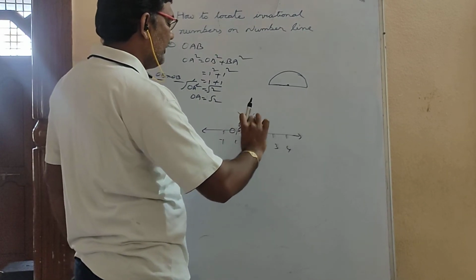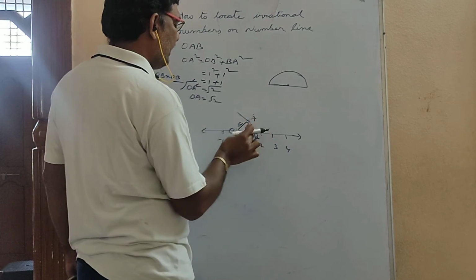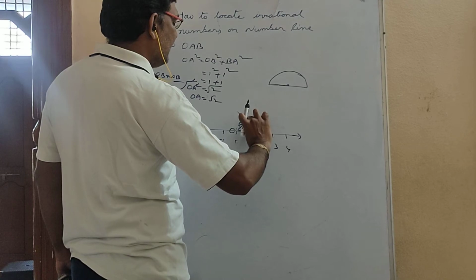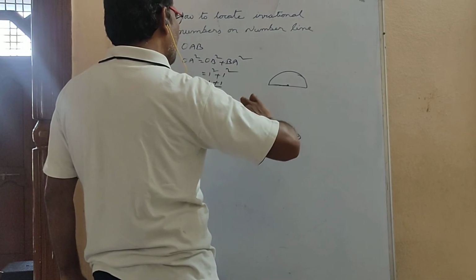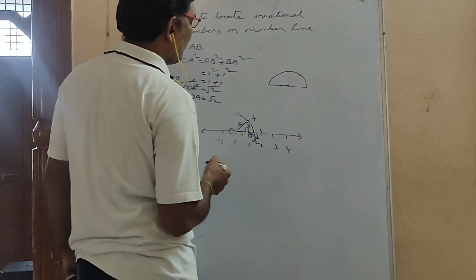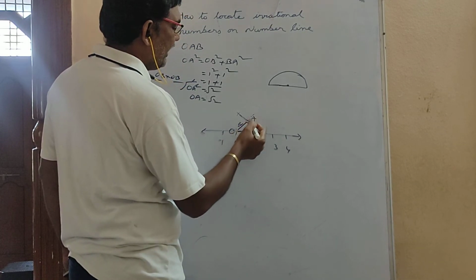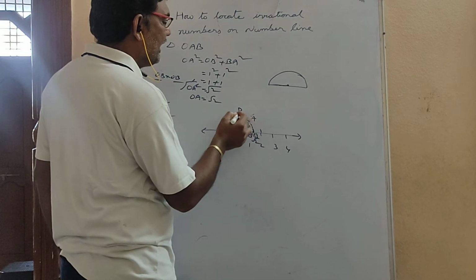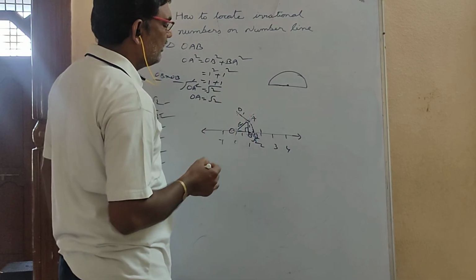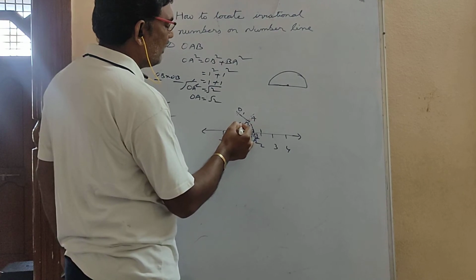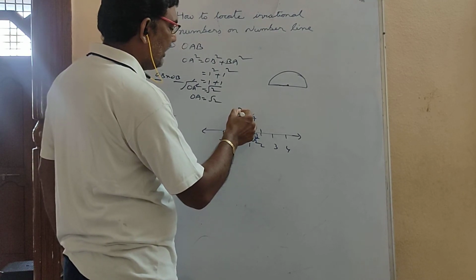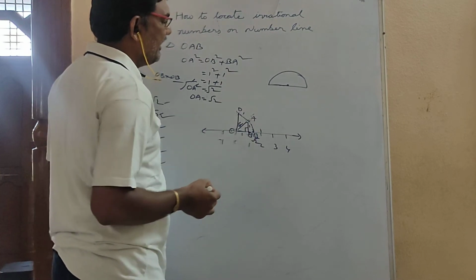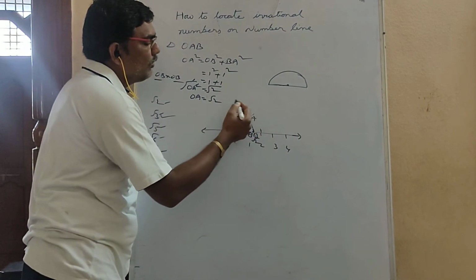Then A to B is 1 unit, O to B is also 1 unit. The same distance, 1 unit, you have to draw an arc. One arc you have to draw. O, A, B, C is completed. So this point becomes D. A to D distance is what? 1. O to A distance is what? Root 2. So join D and O.